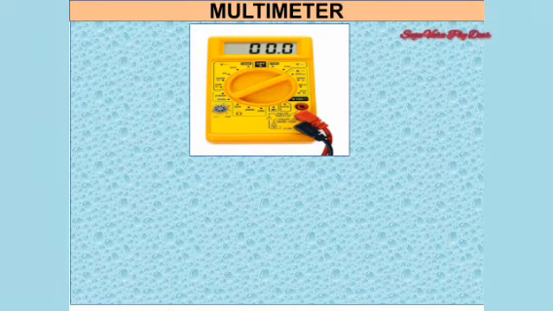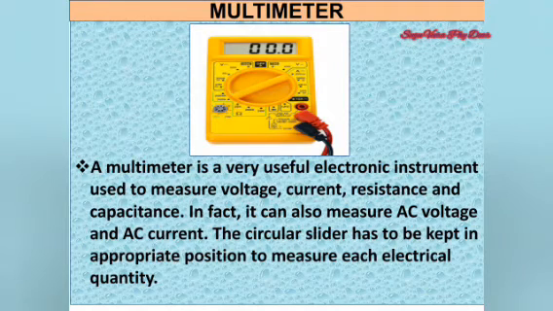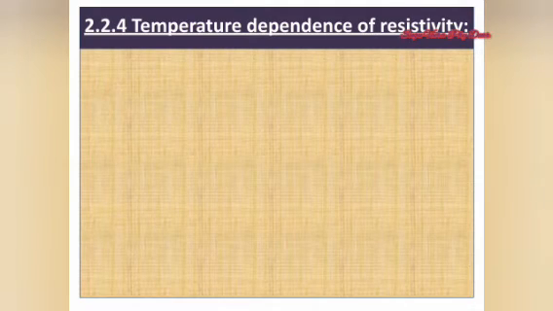A multimeter is a very useful electronic instrument used to measure voltage, current, resistance and capacitance. In fact, it can also measure AC voltage and AC current. The circular slider has to be kept in the appropriate position to measure each electrical quantity. Next topic, temperature dependence of resistivity.